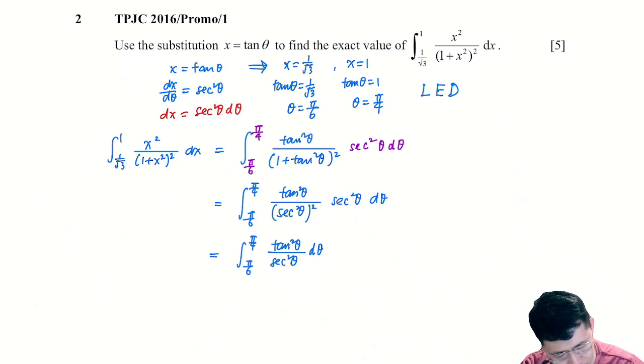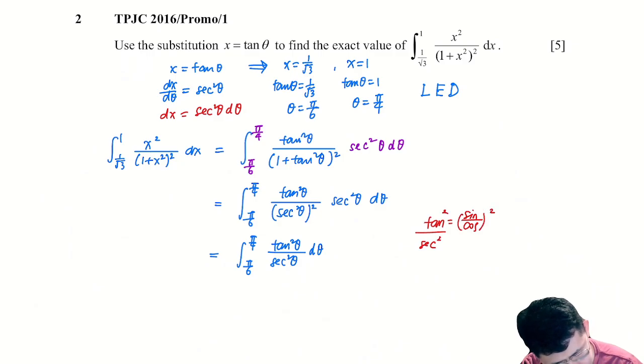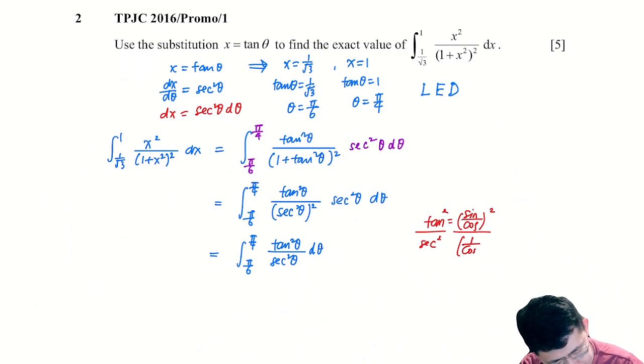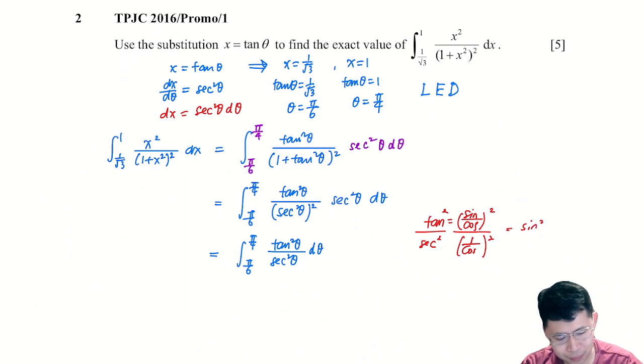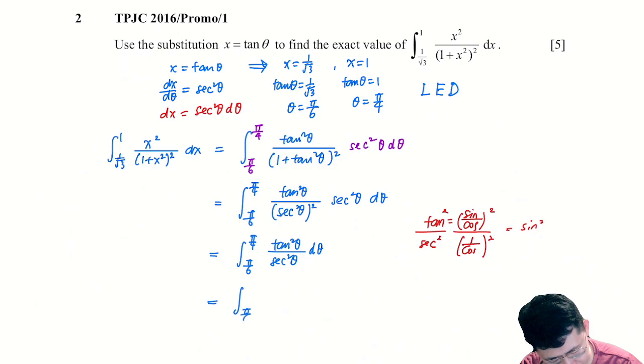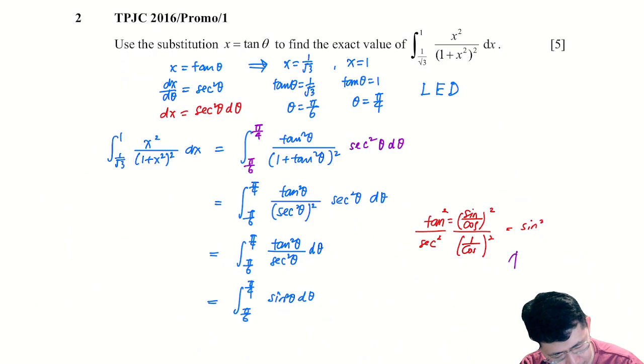Okay, so let's try to simplify a bit. Over here, tangent is equal to sine over cos, whole thing divided by secant square. So this would be 1 over cos square. Because the cos and the cos will cancel, we actually have sine square of whatever argument that we have. So this means that we will be integrating, from the fraction, we can simplify it to sine square theta d theta, following the working over here.